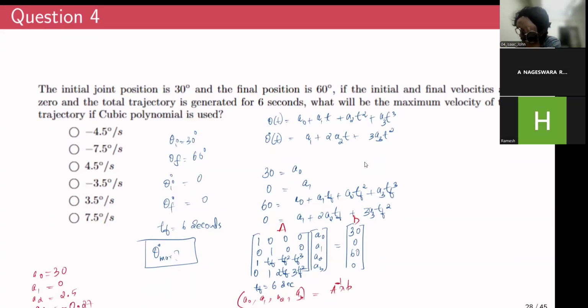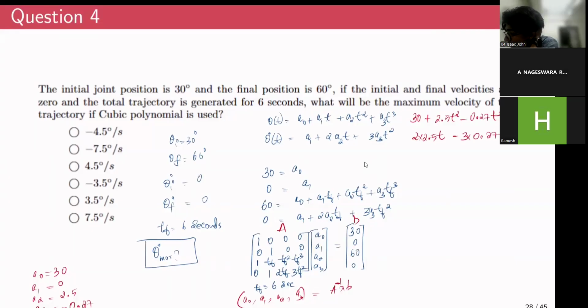So now you can write this generic equation of trajectory as 30 plus 2.5 t square minus 0.27 t cube. That will be your expression for the position. And then velocity would look something like a1 is 0. Now you have 2 a2 t, so 2 multiplied by 2.5 t minus 3 multiplied by 0.27 t square. This would be your theta dot of t.